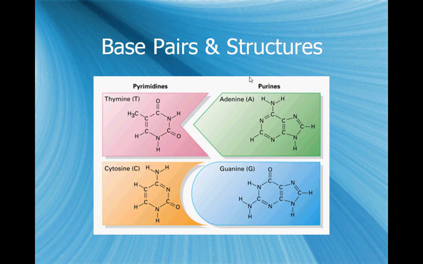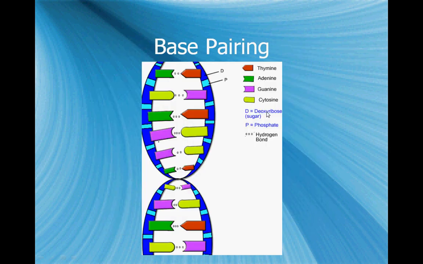Again, this is just looking at the base itself. You're missing the sugar and the phosphate that are over here. We're just looking at the bases here. Now here's a really good one. This blue is the sugar, the light blue is the phosphate. Sugar, phosphate, sugar, phosphate. That makes up the sides of this ladder. And in the middle is the bases.